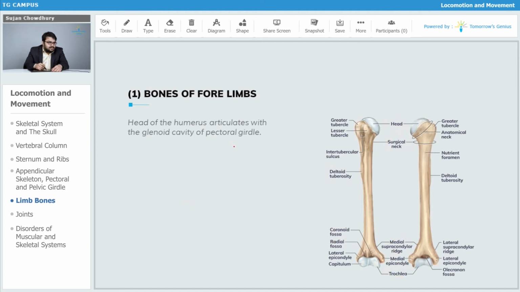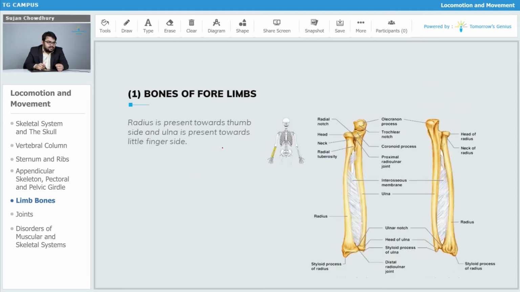The head of humerus articulates with the glenoid cavity of the pectoral girdle. So this particular part, which is the head of humerus, is articulating at the glenoid cavity. The glenoid cavity is the cavity of the pectoral girdle of our shoulder.